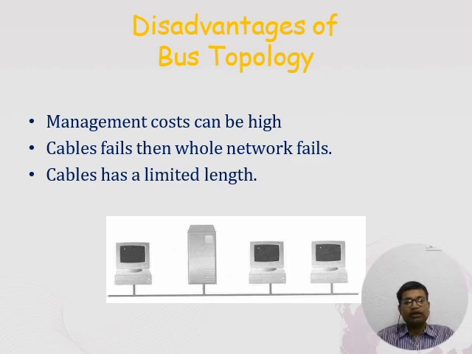The advantage, as I told you already, is that when we are considering a small network, it is easy to install and easy to access. The major disadvantages of bus topology are that management cost can be high, cable space, and the whole network will fail. This is a common cable line, and if the cable fails, the whole network will fail. Cables have a limited length, whereas expansion is also possible. We can add cables easily.